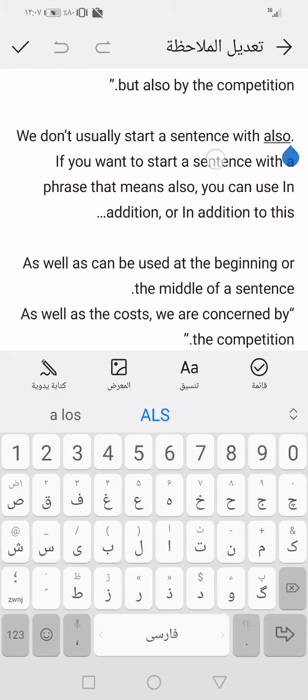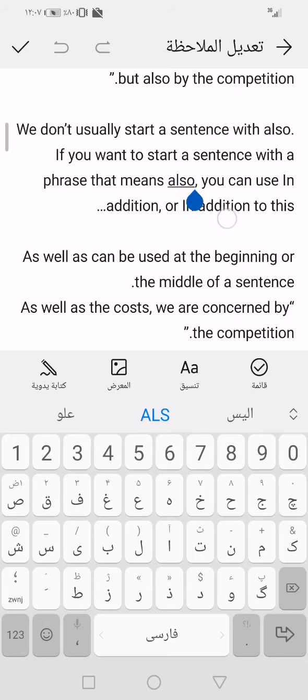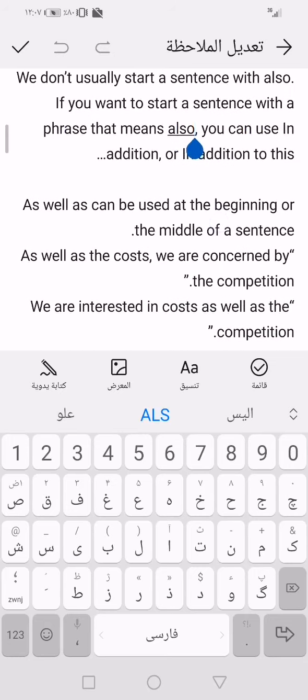If you want to start a sentence with a phrase that means also, you can use in addition or in addition to this.